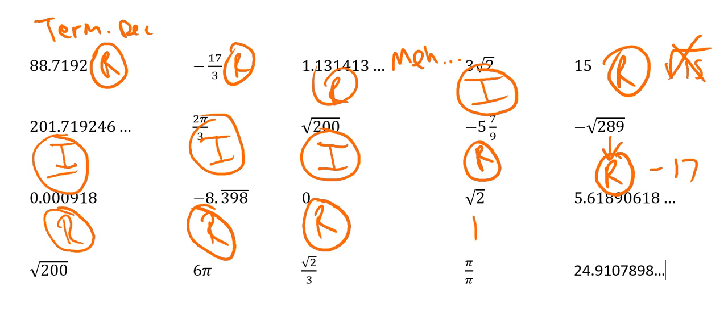Square root of 2. Irrational. Not a perfect square. 2 is not a perfect square, so the square root of 2 is irrational.